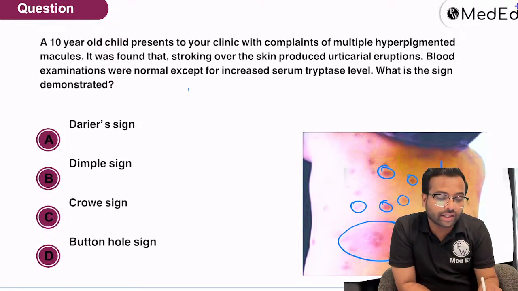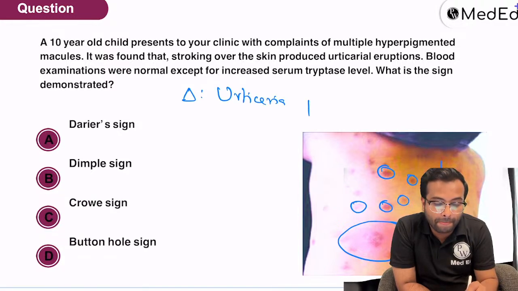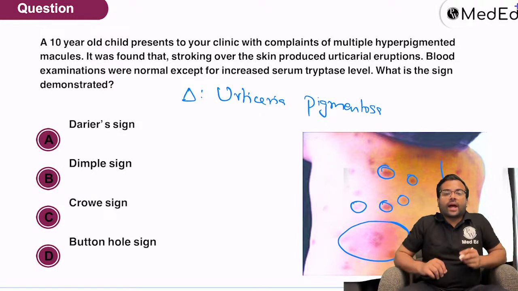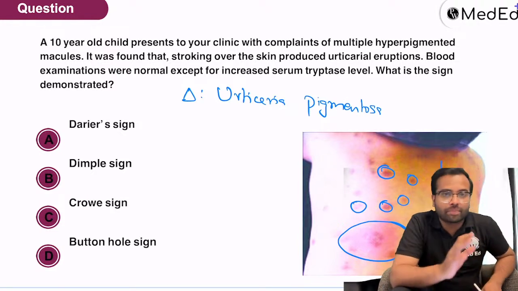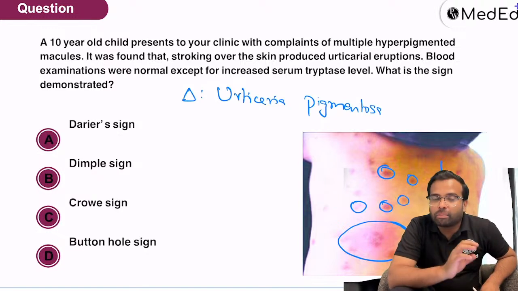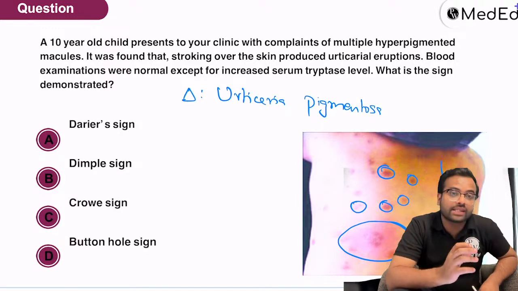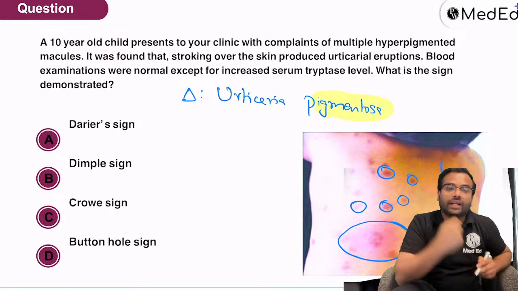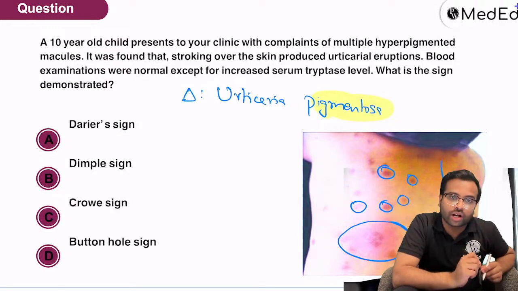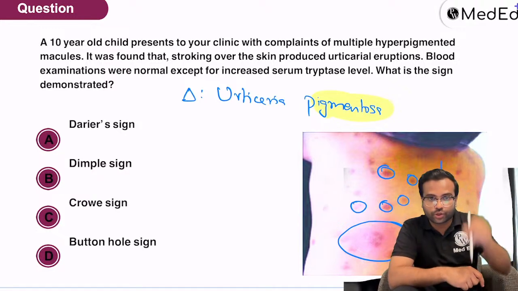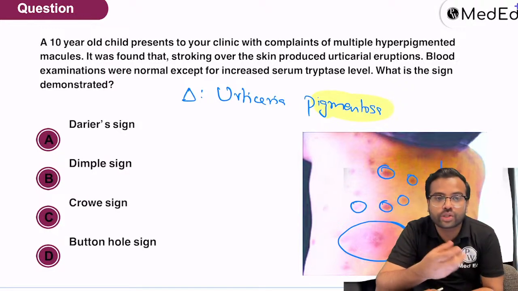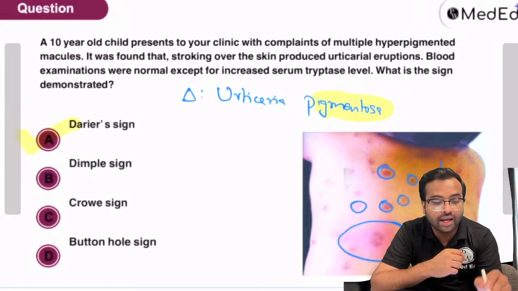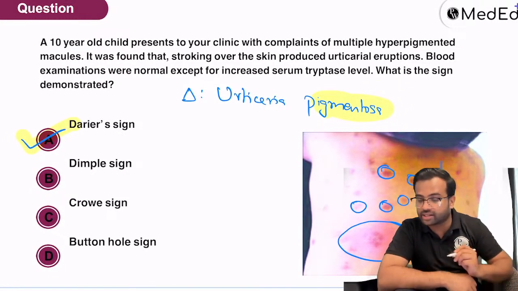First, I'll tell you what the diagnosis is here. The diagnosis here is Urticaria pigmentosa. So what happens in Urticaria pigmentosa? The patient will develop multiple urticarial wheals, and these wheals will heal with pigmentation. That is why the name Urticaria pigmentosa. And the name of the sign where you stroke over the skin and the patient produces urticarial wheals is called Darier sign. This is called Darier sign.